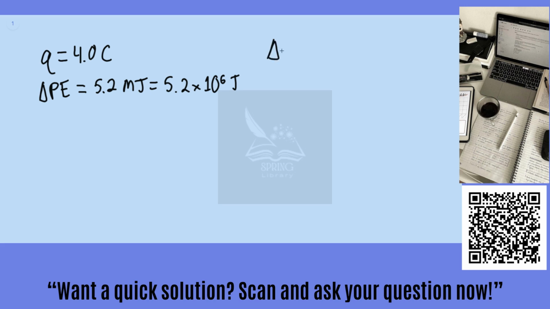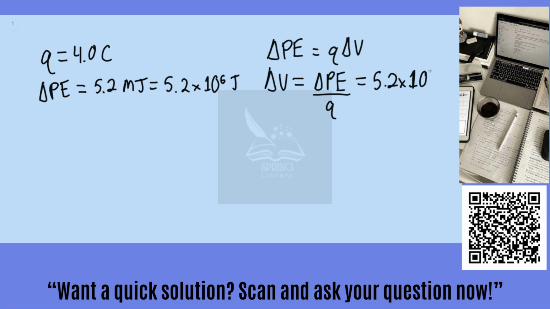We know that the change in potential energy is going to be equal to the charge times the change in electric potential. So we can see that the change in electric potential equals the change in potential energy divided by the charge. And this is going to be equal to 5.2 times 10 to the 6th divided by 4.0 coulombs. So we can see that the potential change would be 1.3 times 10 to the 6 volts. So this would be your answer for part A.